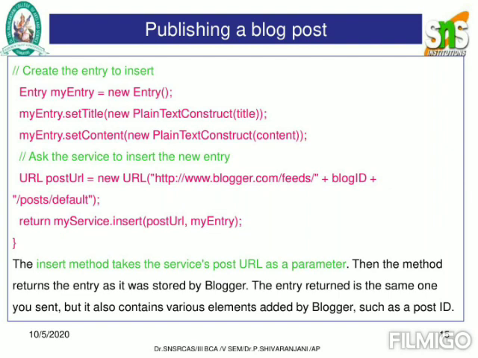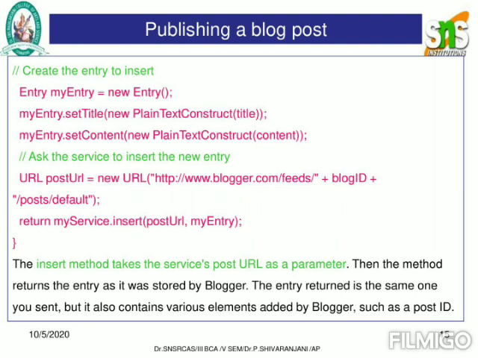So create the entry to insert. I have created an object called myEntry for accessing the particular entry. Based upon that myEntry, I can get the title and the content to be displayed. The next step is asking the service to insert the new entry. So now the user is ready to enter the new post to the website or the blogger. Now you can use the insert method to insert the post inside your web pages or your blogger.